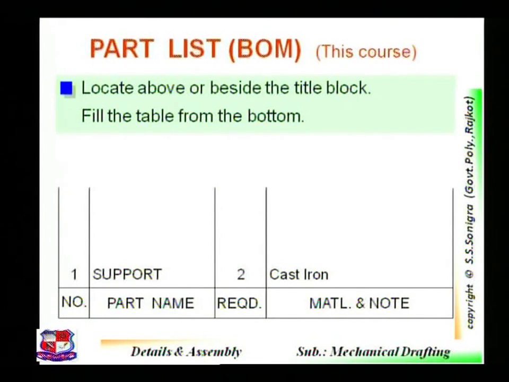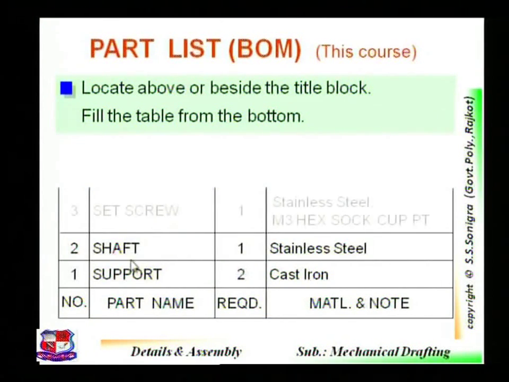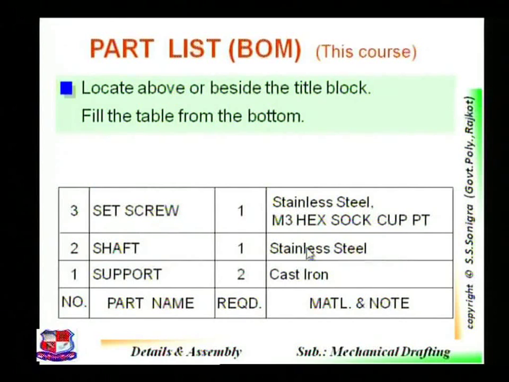Say, for example, the name of the first component is support. 2 components are required, so 2 should be written over here, and the material for that component is cast iron, which is written over here. Draw a line. The second component is shaft. 1 quantity required, made of stainless steel. The third component is set screw. 1 required, and the material is stainless steel. M3, hex, SOC, CUP, PT. These are the abbreviations used and mentioned in the standards.